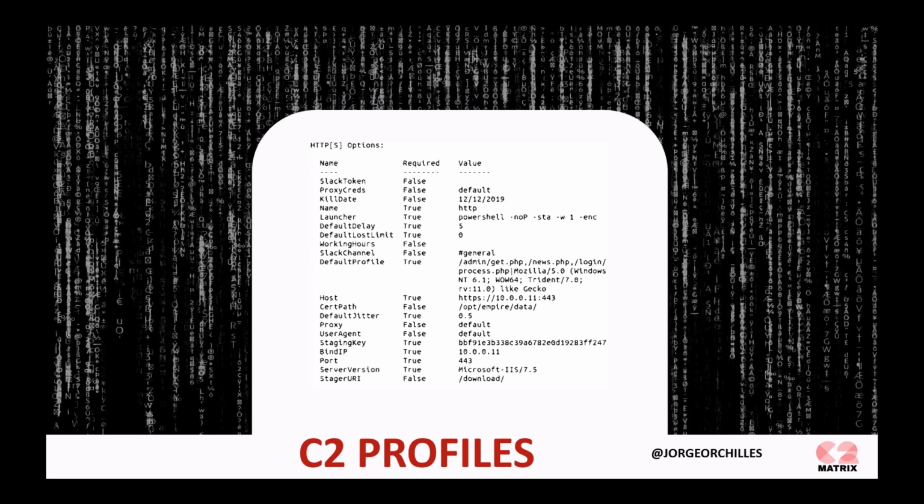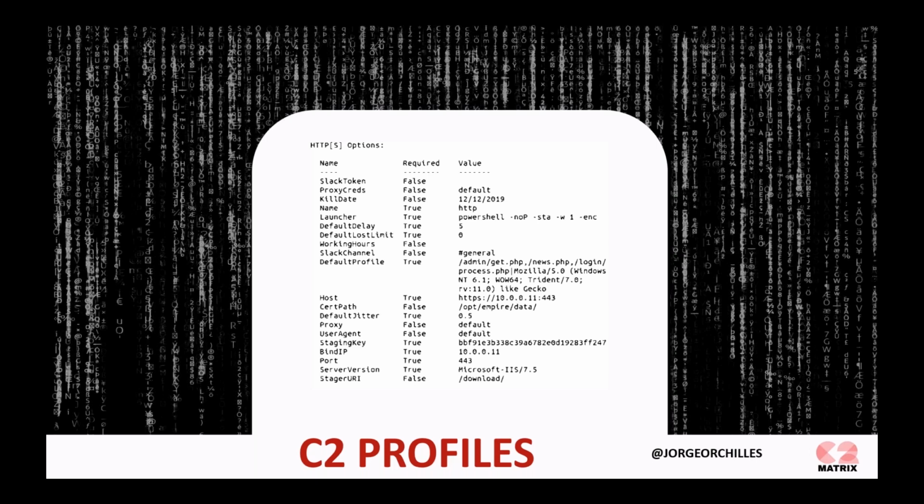You should modify the default profile of what site continually gets pulled. In this case, you see /admin/get.php, /news.php, /login, /process.php. That is what anyone that is seeing this over clear text, or if they're decrypting HTTPS, will be seeing the requests going out.